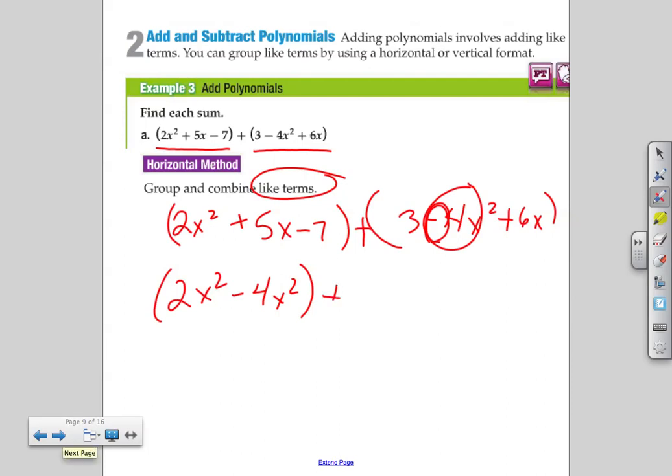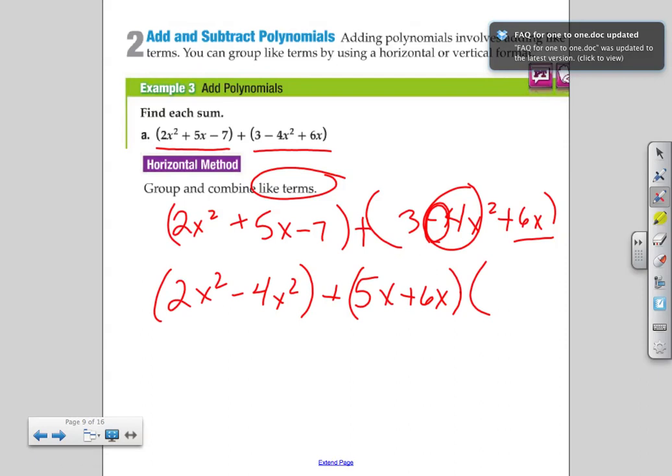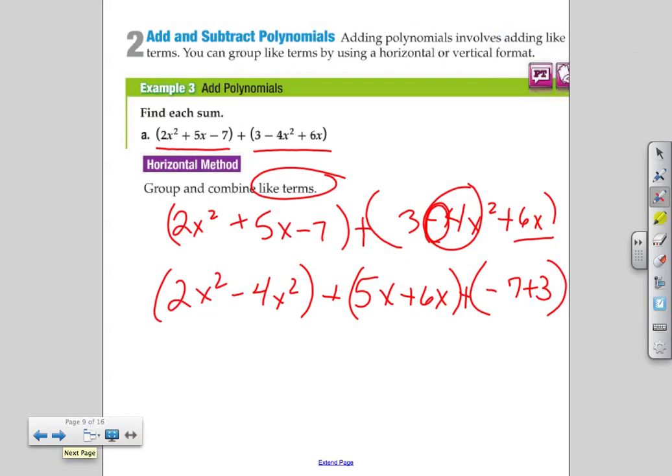Plus 5x. Do we have any x's over here? Yeah, we have a plus 6x. So we're combining those terms, and we're going to add a negative 7, and we have a positive 3. Seems a little tedious to regroup like this, but as you can imagine, you can get lots of terms and it can get fairly confusing. This helps you keep them sorted out.